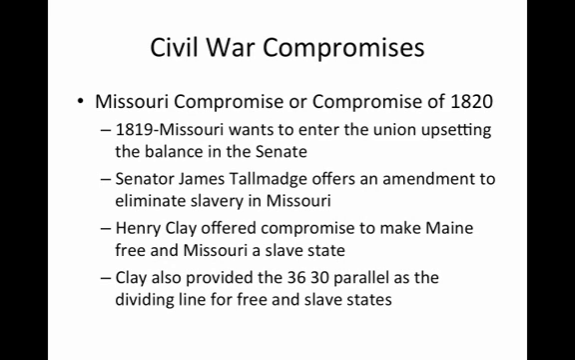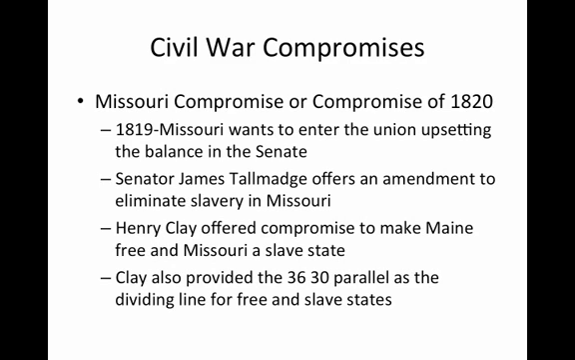Civil War compromises. The Missouri Compromise, or Compromise of 1820, was meant to be the first step in solving some of the problems that were happening in the Senate. In 1819, Missouri wanted to enter the Union, upsetting the balance in the Senate. There was an exact equal number of states in the North and in the South. Missouri entering in would upset this balance. Senator James Talmadge offered an amendment to eliminate slavery altogether in Missouri.